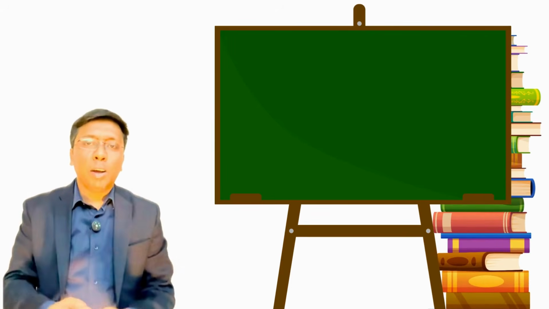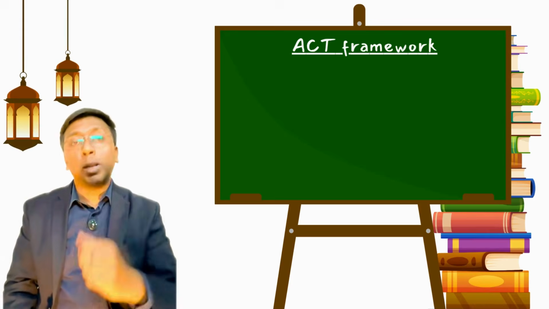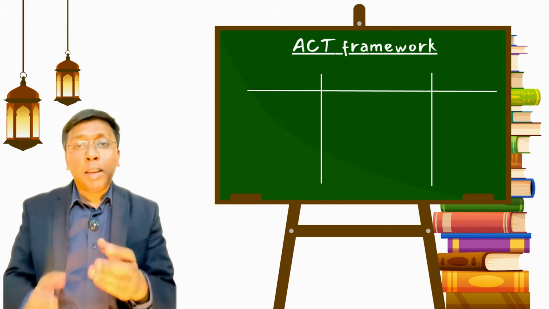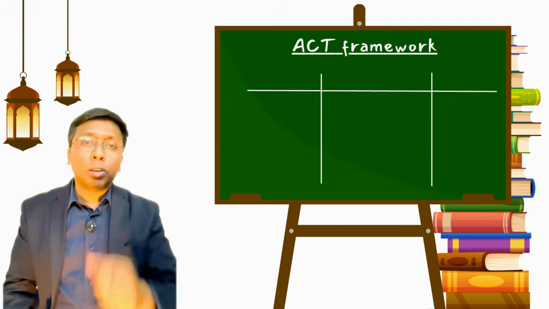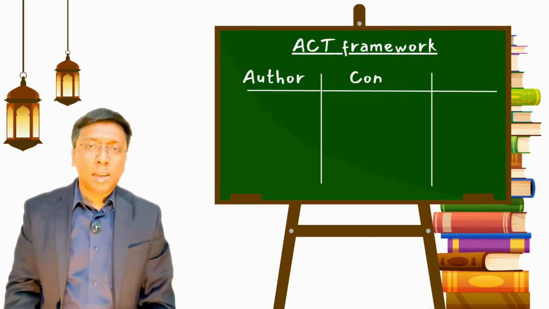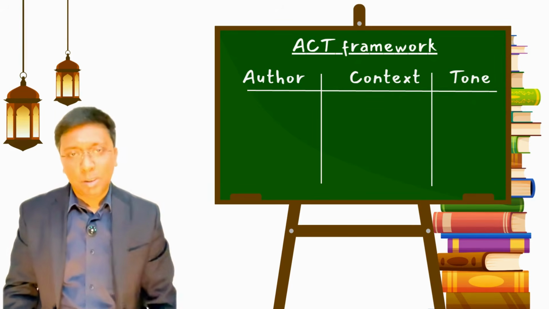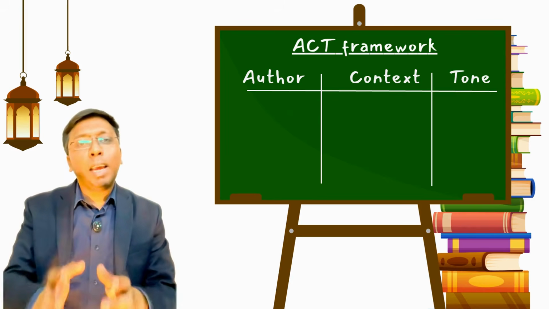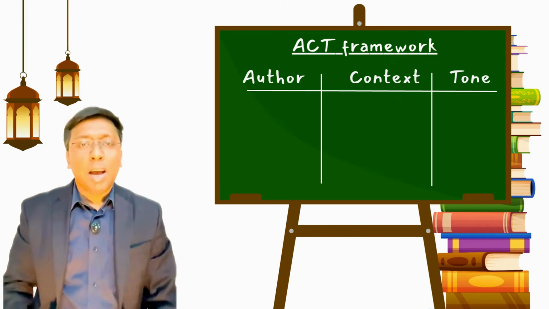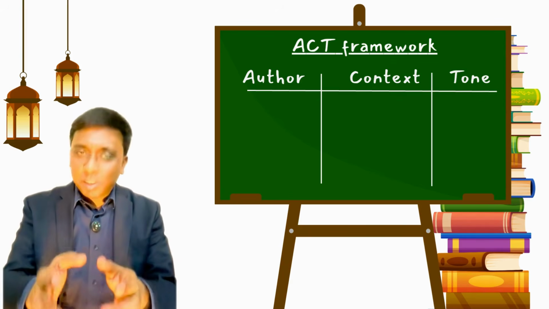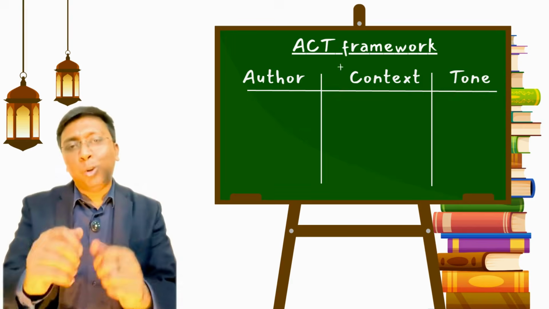Now the ACT framework is like that we create 3 columns and give every column a name as per the ACT framework. The first one is the author, the second one is the context, and the third one is the tone. We have to apply the ACT framework to every statement individually. I personally work on the context first, followed by the author and tone.